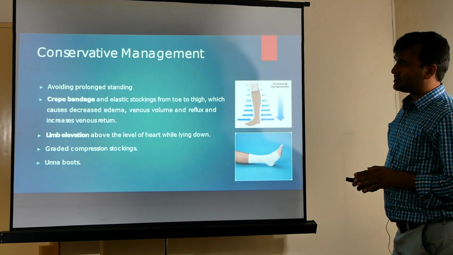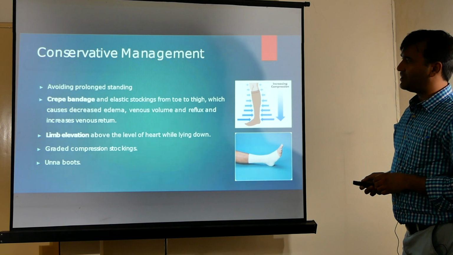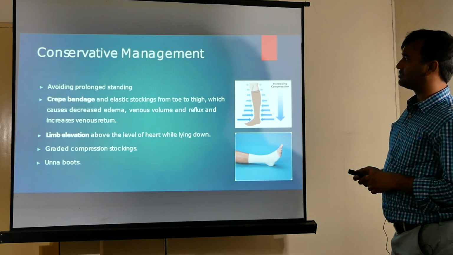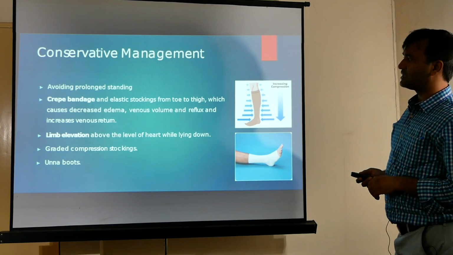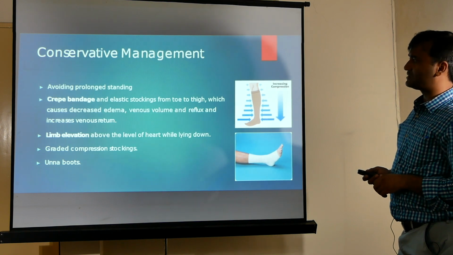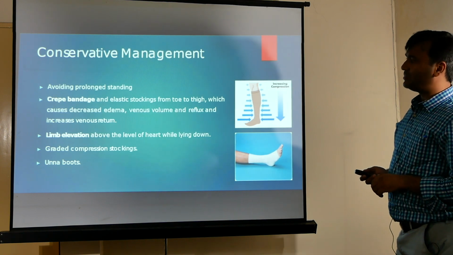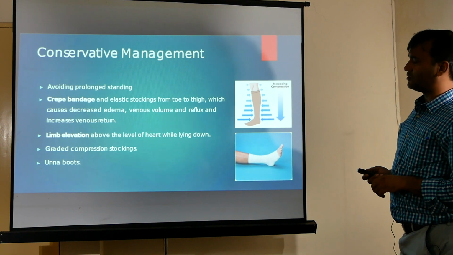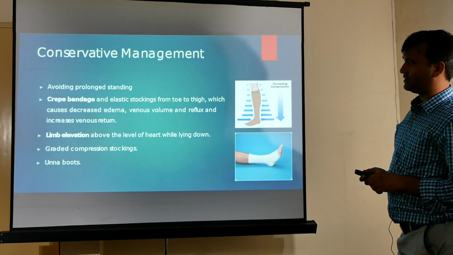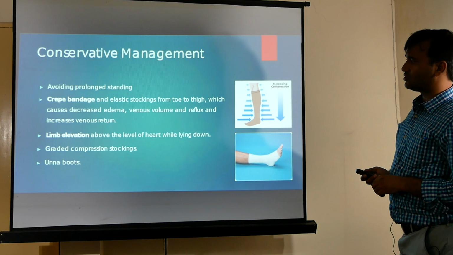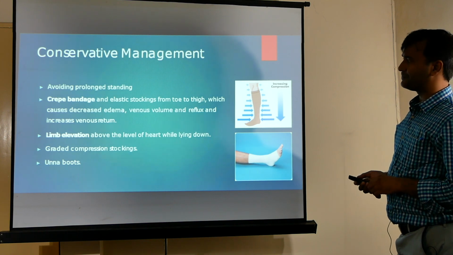Apart from avoiding prolonged standing, a crepe bandage and elastic stockings from toe to thigh decrease edema and venous volume and reflux, and increase the venous return. Limb elevation above the level of the heart while lying down also helps to reduce the varicose vein. Graded compression stockings and Unna boots are available.